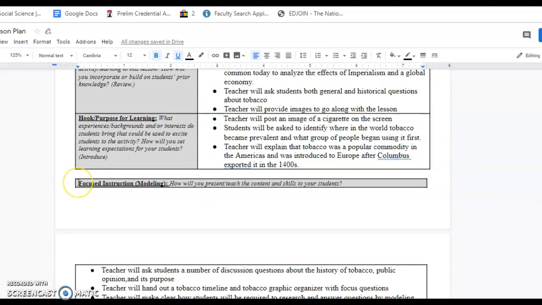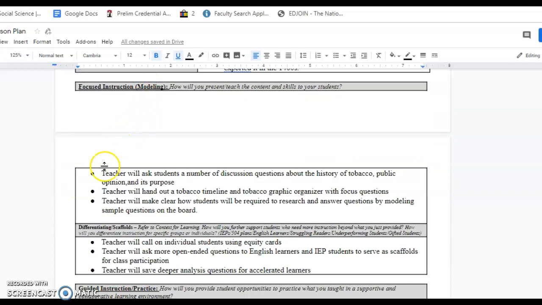So the focused instruction here would be modeling, and this is how the teacher is going to present the lesson to the students. So there's going to be a number of discussion questions about the history of tobacco, and we're going to be asking for the students' opinions about its purpose. We're going to hand out their tobacco timeline and graphic organizer with the focused questions. And basically, the teacher is going to model how the students are expected to do their research and to answer their questions. So the modeling will also serve to show English learners how to effectively answer the questions.